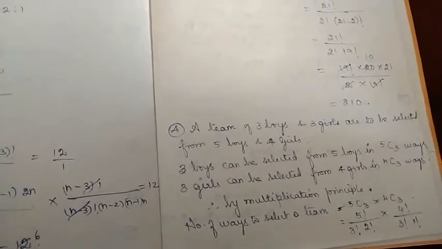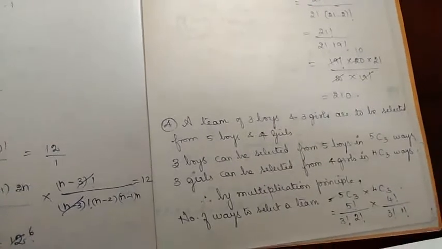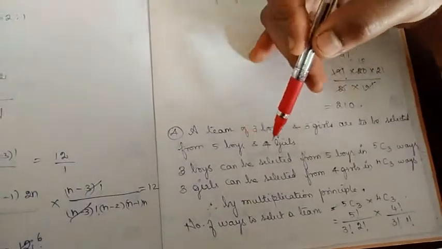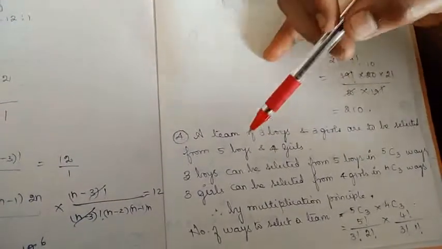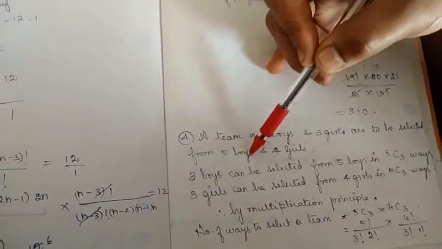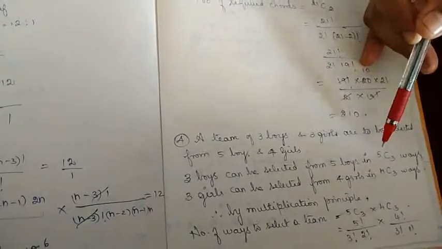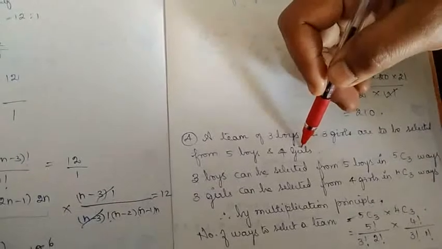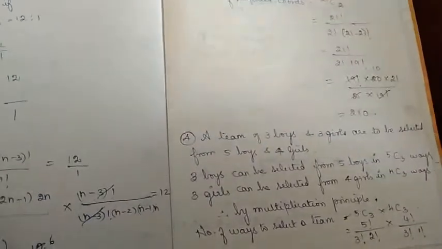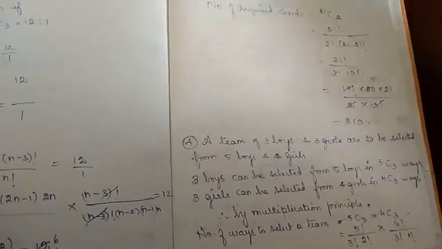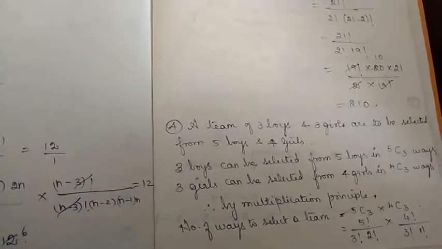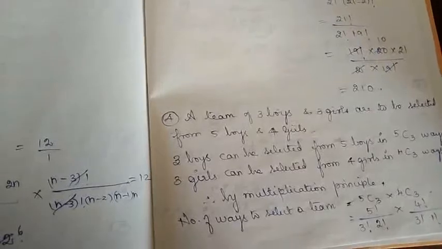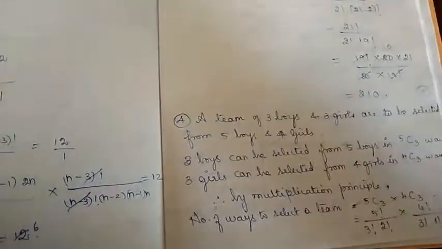Alright. And if you see the next question, in how many ways can a team of 3 boys and 3 girls be selected from 5 boys and 4 girls? So 3 boys should be selected out of 5 boys in how many ways? 5C3 ways. Similarly, 3 girls out of 4 girls can be selected in 4C3 ways. Again, the order is not important, so we are going for combinations here. Therefore, by multiplication principle, we have to multiply these two. That will give you the answer, right?